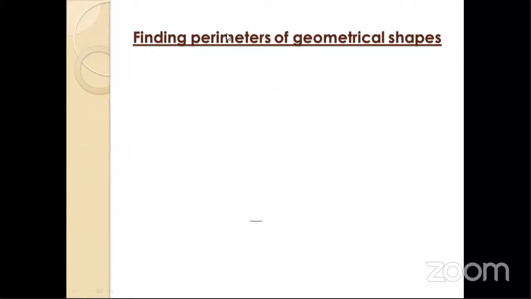What is perimeter, class? Let me ask someone to tell me what perimeter is. Are there people who have put up their hand? Yes. Mirundi, what is perimeter? You can unmute. Perimeter is a distance around the figure.